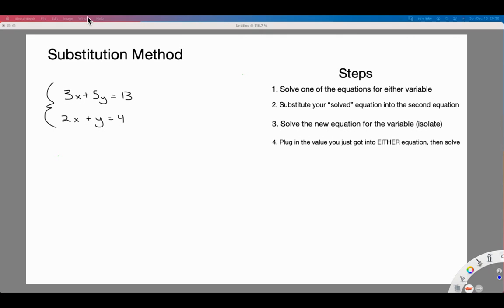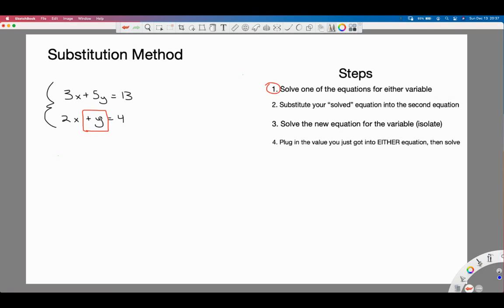So for this specific example, for step number 1, we want to see if one of the equations is already isolated or solved for a variable. And if not, we have to do so. And if we look at both of these equations, neither one of them this time are solved or isolated. Okay, so the y is by itself, but we see on the left side here the 2x is with it. So it's really close in the second equation. So that's probably where I would begin.